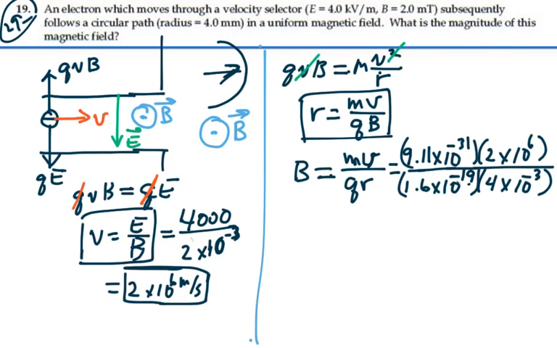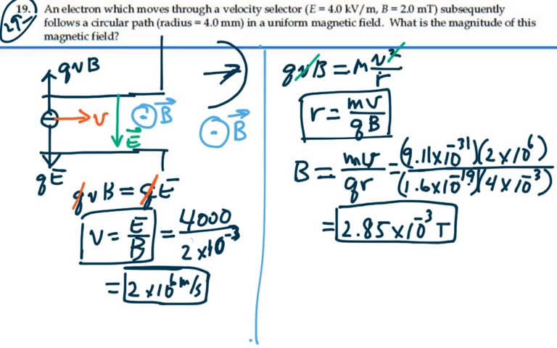So this is 2.85 times 10 to the minus 3 Tesla. That's the magnetic field that the electron enters and then starts moving in a circle within. 2.85 millitesla is the answer.